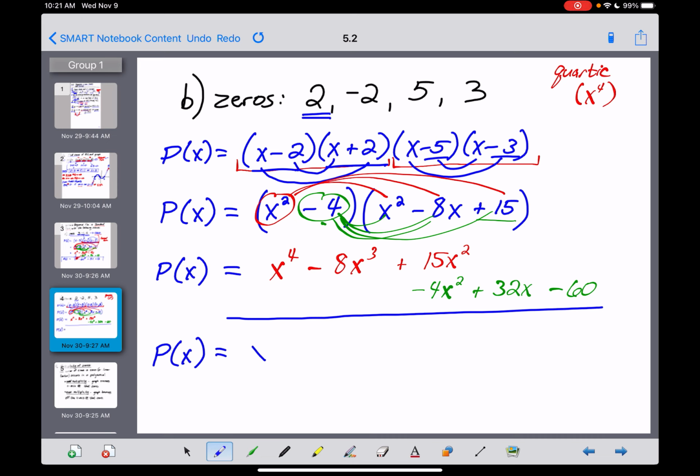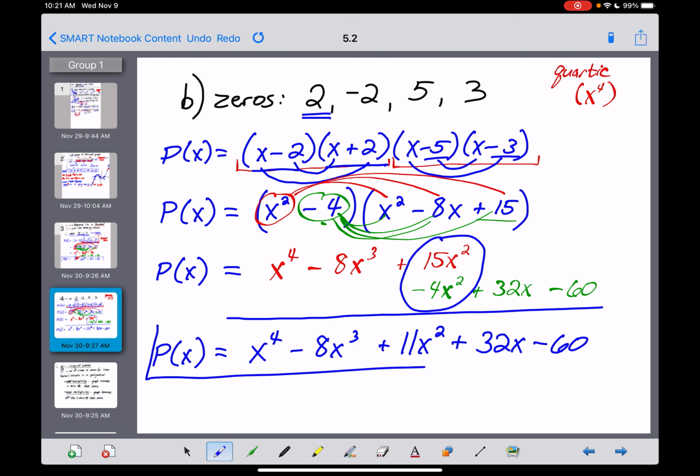P of x equals, and it looks like we've got an x to the fourth, a minus 8x cubed, and how boring is this? The only combining of like terms I get to do is right here. 15x squared minus 4x squared is a plus 11x squared, and then the plus 32x and the minus 60 just come down, and that should be our answer here, everybody, for the simplest polynomial function in standard form that has these 4 zeros.